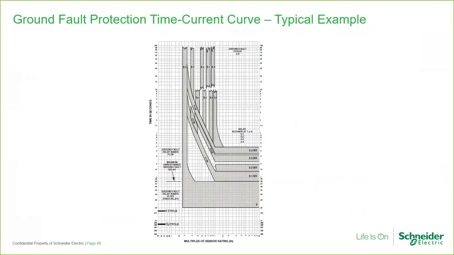Here's a typical ground fault protection curve showing the I squared T on inverse time current curves. If I squared T is off, there'll just be a straight L-shaped curve, and then you can have different time delays from no intentional delay, which is 80 milliseconds, up to 400 milliseconds of added delay.